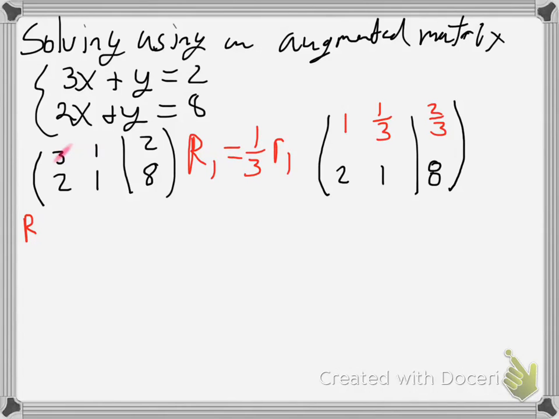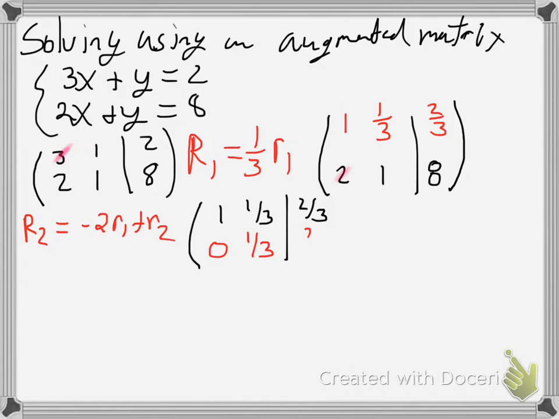Now what I want is this 2. I'd like to make that a 0. So I'm going to multiply row 1 by -2 and then add that to row 2. So that's what's going to happen here. Row 2 is equal to -2 row 1 plus row 2. The top row is unchanged. And the bottom row, I'll go ahead and write this out in red.